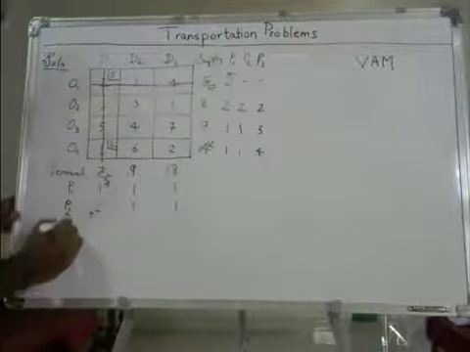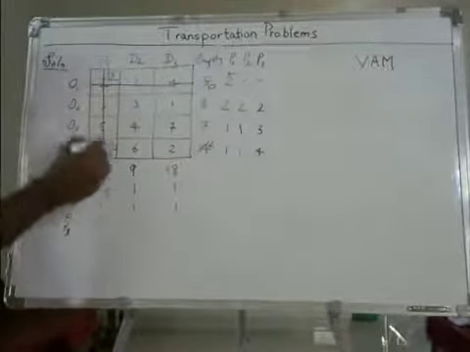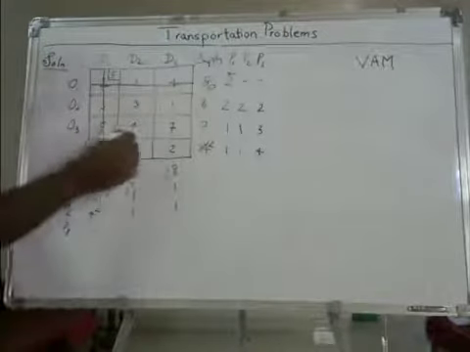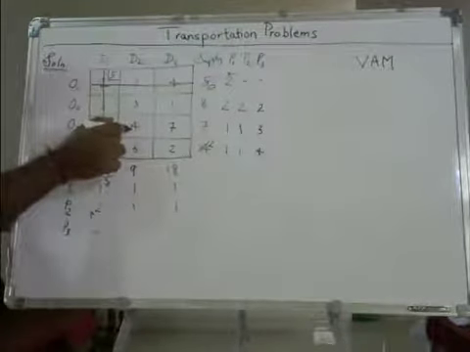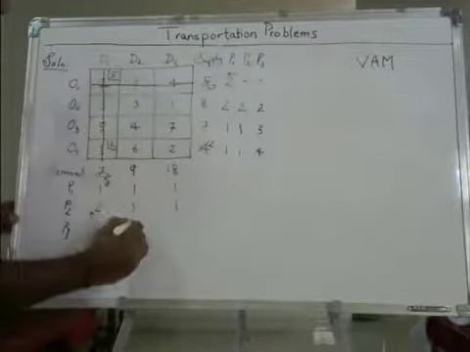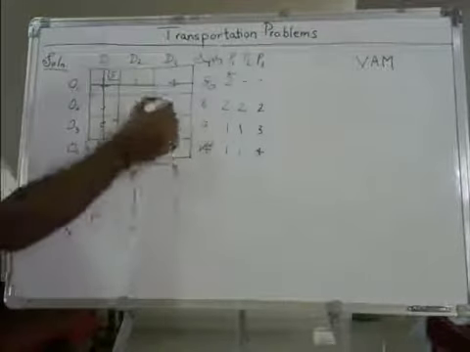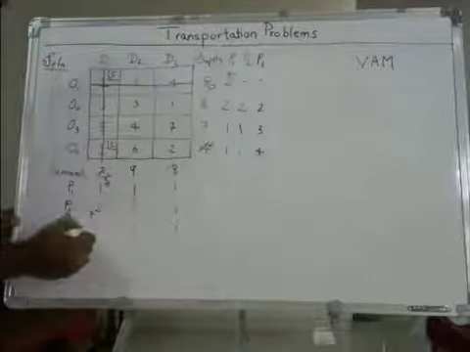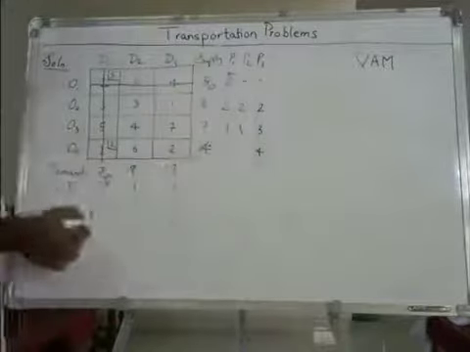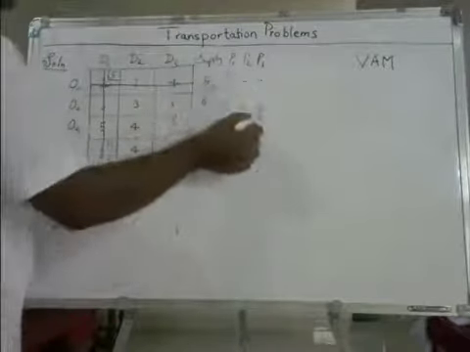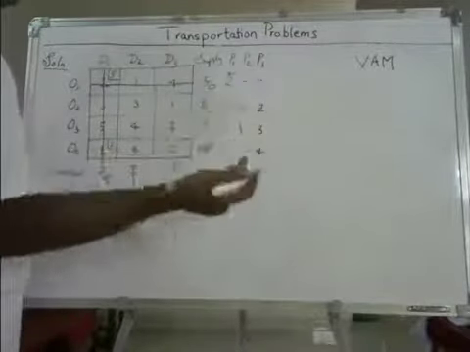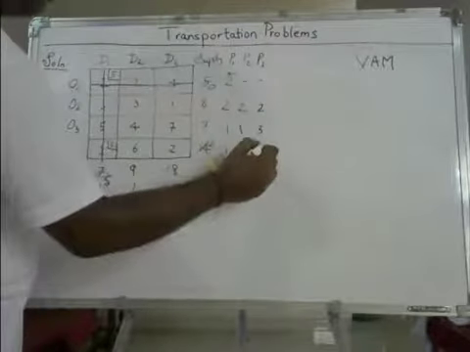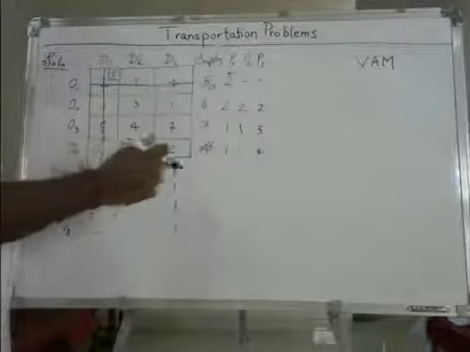Here P3. This is dash. Here the least value is 3. Next least is 4. 4 minus 3 is 1. Here it is 2 minus 1 is 1. So amongst this, which is the highest penalty cost? The highest penalty cost in the P3 penalty cost is 4. So I have to go with this 4 inside.